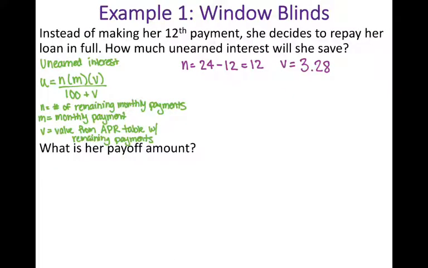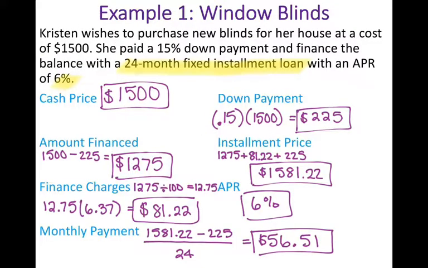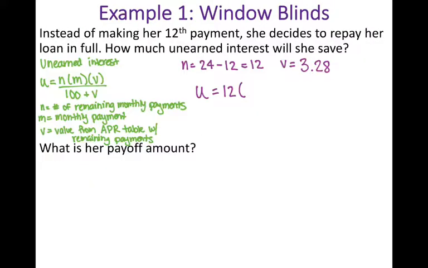Okay, so let's continue. I'm going to calculate my unearned interest. My N is 12. My monthly payment, we just figured that out, was $56.51. My V was the $3.28. And that is going to be divided by 100 plus V, which is $3.28.